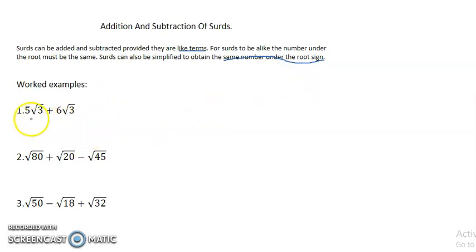Now let's see, 5 root of 3 plus 6 root of 3. The numbers in the root sign are the same. So we add the numbers in front of the roots, then get 11 root of 3. That's your answer. Now let's come down here. You get root of 80 plus root of 20 minus the root of 45. This is where simplification comes in. So then you have to simplify. Root of 80 gives 4 root of 5.